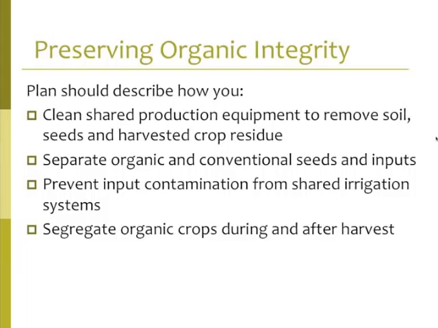You'll also want to include a description of how you separate organic and conventional season inputs. And this is, of course, of special concern if you're growing crops both organically and conventionally on the same operation. You'll want to show how you're preventing input contamination from shared irrigation systems. If you have a pump and the irrigation system is shared between your organic production and conventional production, and inputs are used through the irrigation system. And then you'll also want to show how you segregate organic crops during and after the harvest if you're also producing conventional crops.